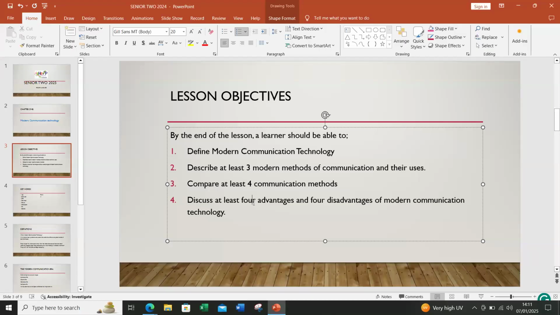So, by the end of this lesson, I intend that all of us can be able to define modern communication technology, to know what it means, what it's about, and then we should be able to describe at least 3 modern communication technology gadgets and maybe their uses. We should be able to compare. We are going to learn how to compare things in English. And then at the end of the day, we are going to do something that shows that we know the advantages and disadvantages of modern communication technology. Our lesson is going to be as simple as that.